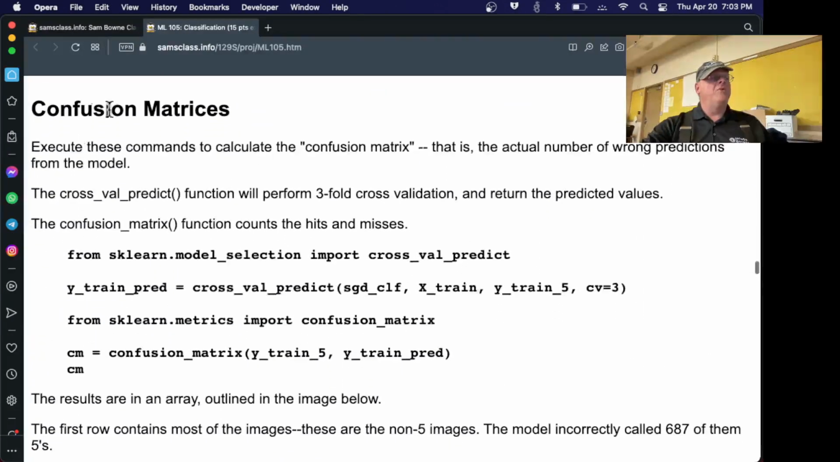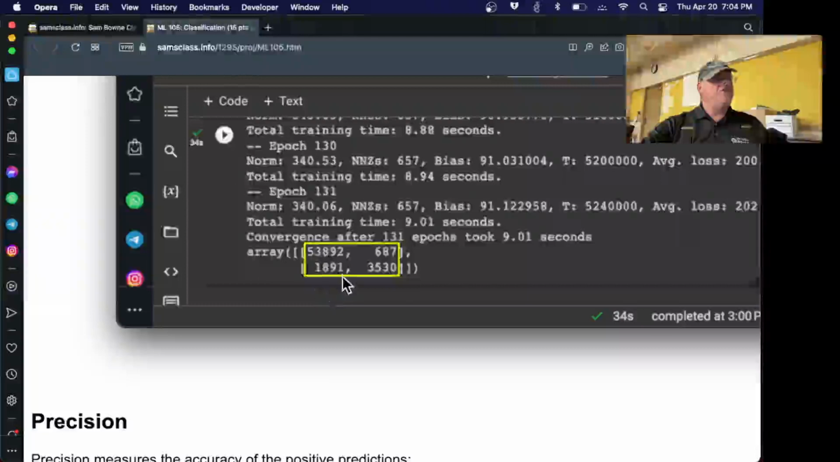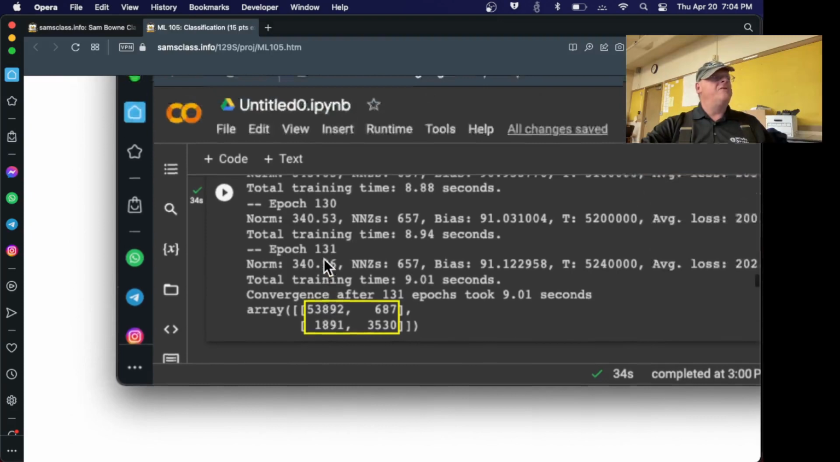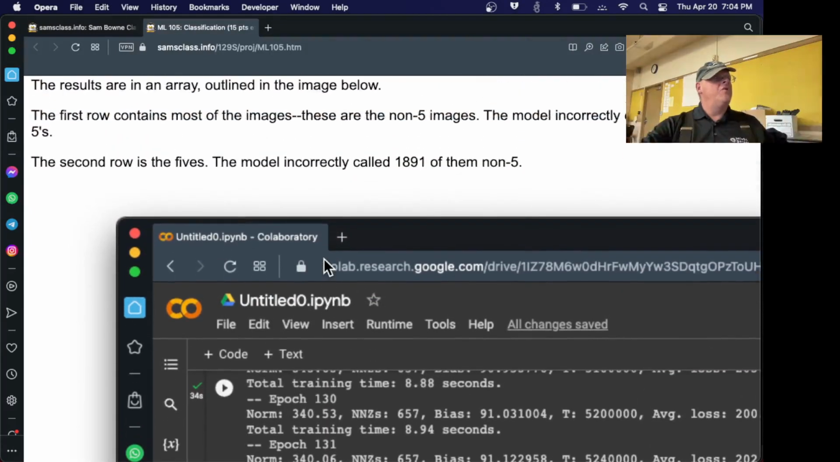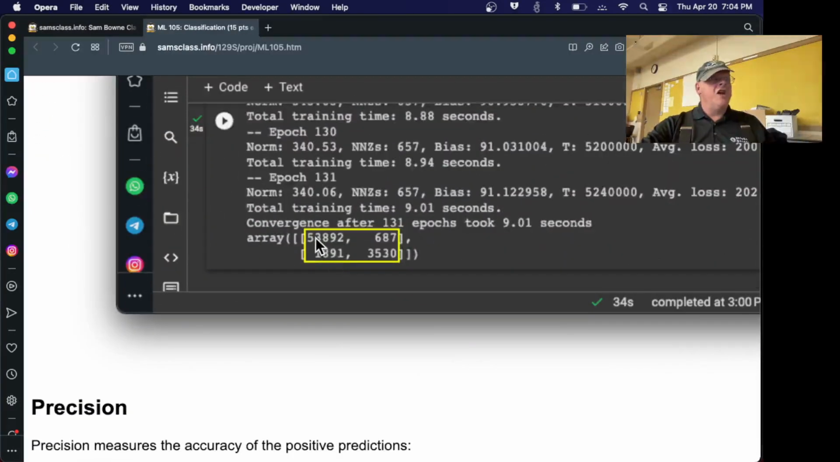Anyway, another way to determine how accurate your model is, is a confusion matrix. And here, what we do is we calculate the matrix, and this is how many were really not 5. Let me see, make sure I'm getting it right. Yeah, the first row is the non-5s. Okay, so the non-5s were correctly identified as not 5, 53,000 times, incorrectly identified as 5, 687 times. And the 5s were correctly recognized as 5s, 3,500 times, but incorrectly 1,800 times. So these are the errors, and here's the accurate ones.